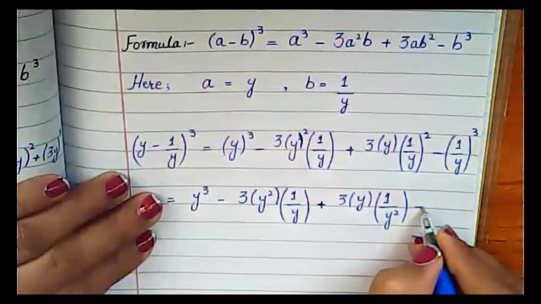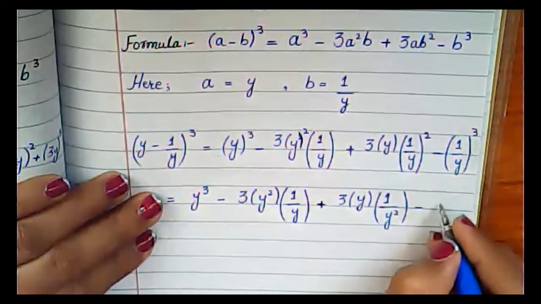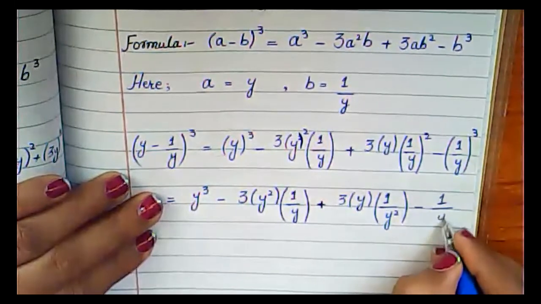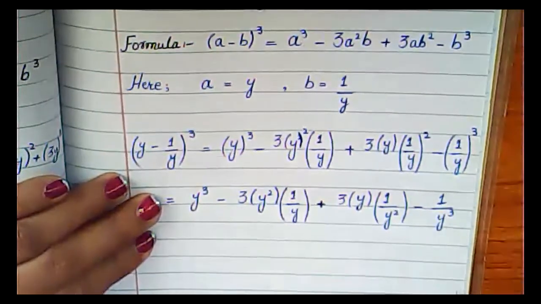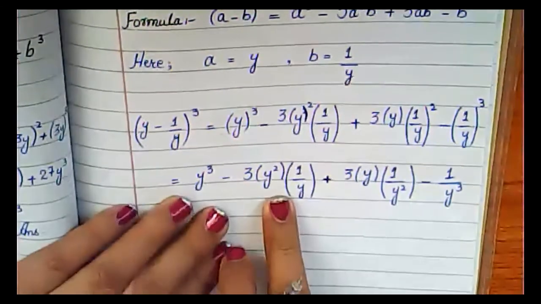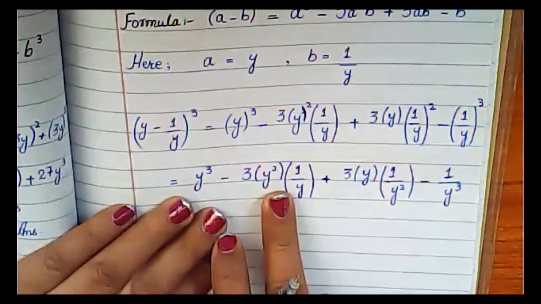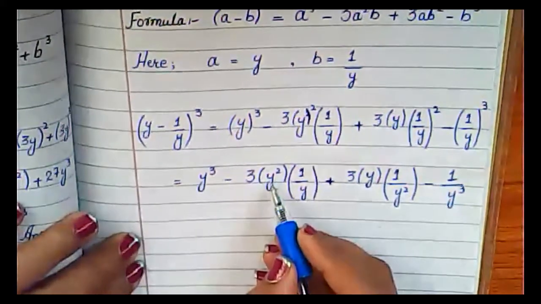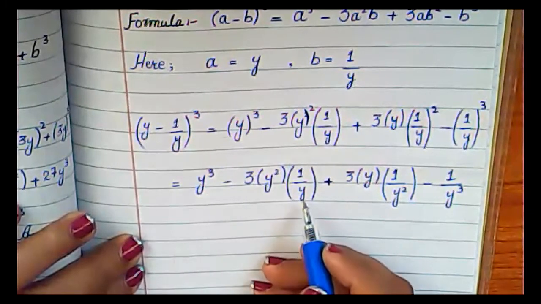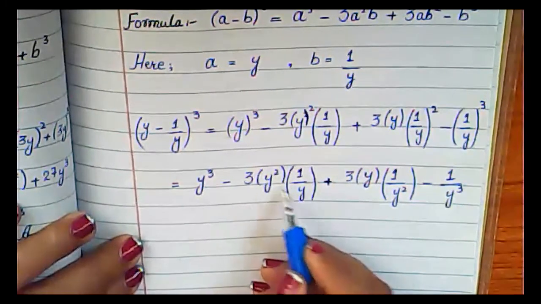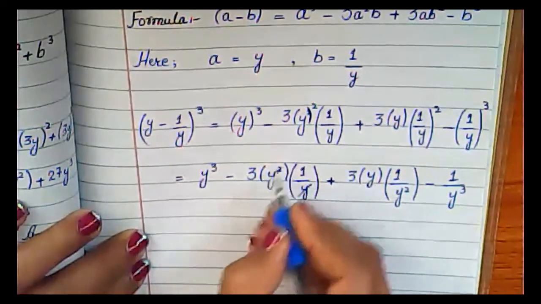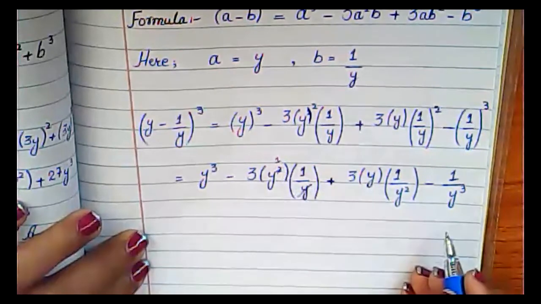Okay, minus the cube of 1 will be 1 divided by the cube of y, which will be y cube. Understand? Now look here, you have to perform cancellation. How will you perform it? In the numerator you have y square, and in the denominator you have y. So one y will be cancelled with this y. How many y will be left here? Only one.